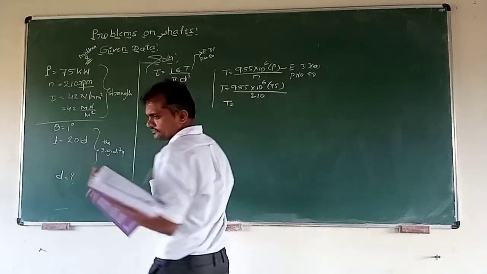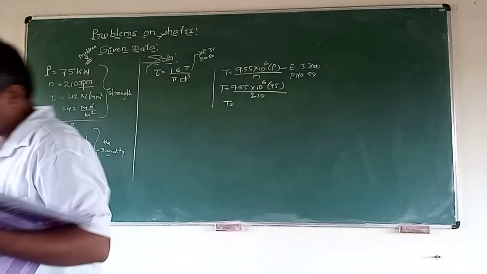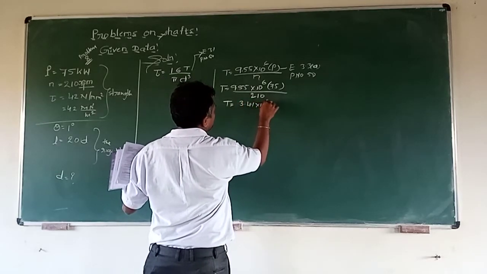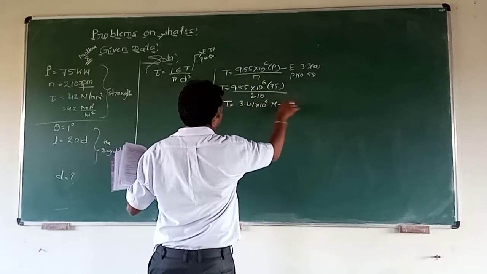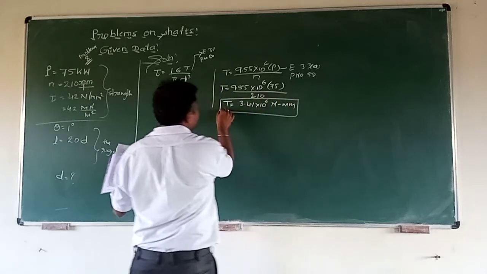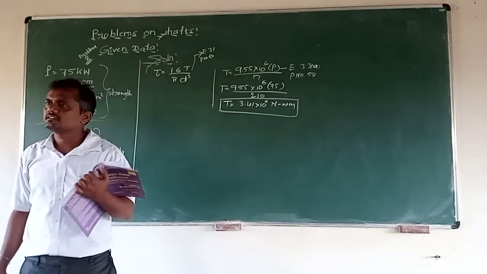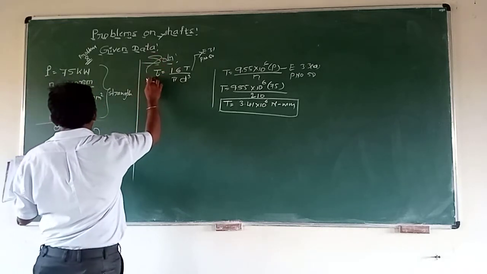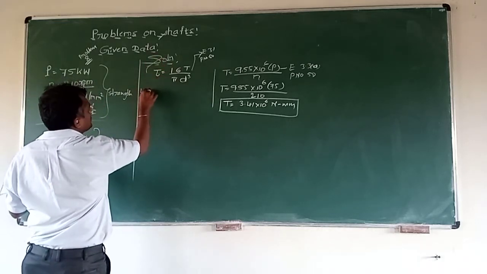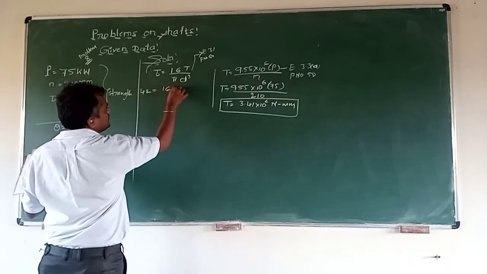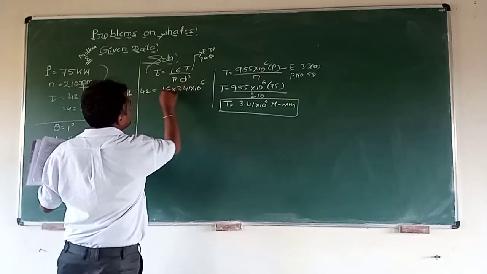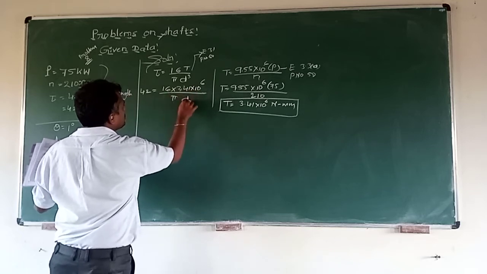What is the answer you are getting? 3.41 into 10 raised to 6. What is the unit? Newton mm, right? Correct? Afterwards, straight away we can substitute the value. Strength is taken as 42. So 42 should be equal to 16 into 3.41 into 10 raised to 6 upon pi into d cube.